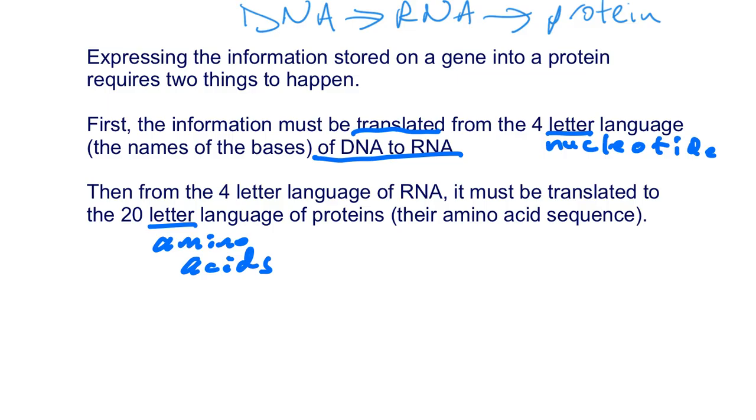So there's 4 letters that the DNA language can use. A, T, C, G, right? There's 4 letters that the RNA language can use. A, U, C, G. And then proteins have 20 letters, those being amino acids.